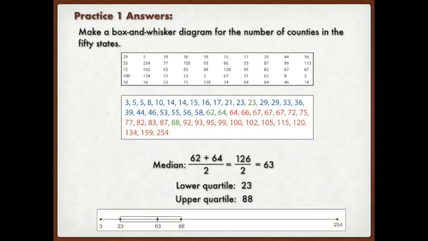Okay, then when I make my box and whisker diagram, we put 3, we put 254. Okay, 63 is my median, that goes in the middle. 23 and 88. 23 my lower quartile, 88 my upper, and I make my box. So hopefully that made sense. Okay, so we do want to put them in order first, ascending order, find the median of all the numbers, then find the median of the lower half, and then find the median of the upper half.